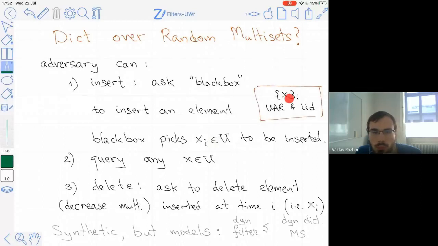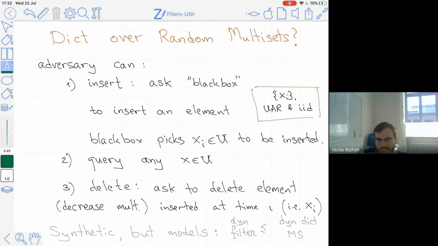Now the adversary can query on any x it wants. It doesn't matter. The adversary actually does not know which x's are in the set or not. And then when it wants to perform a delete, the adversary cannot actually ask to delete a specific element because it doesn't have a clue which elements were inserted into the dictionary. What it can ask is to delete an element that was inserted at time i, and that element is of course denoted by x_i, but the adversary doesn't know what x_i is.